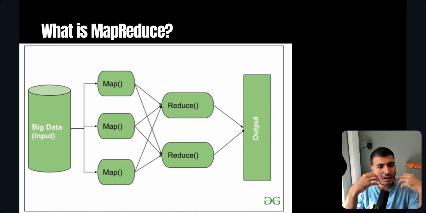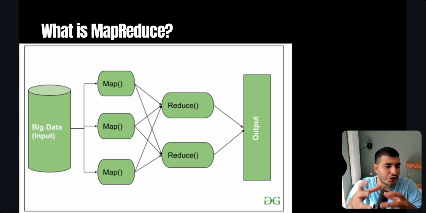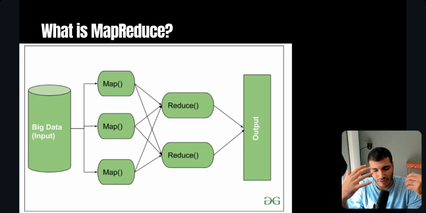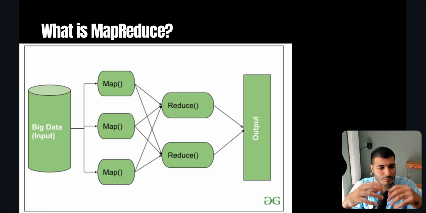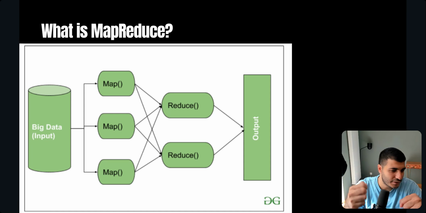The map is like handing out each book to a different person, which is a mapper, and telling them to list every word they find in their book, along with the count of how many times the word appears in their book. For example, cat appeared 2 times, the appeared 5 times, things like that.